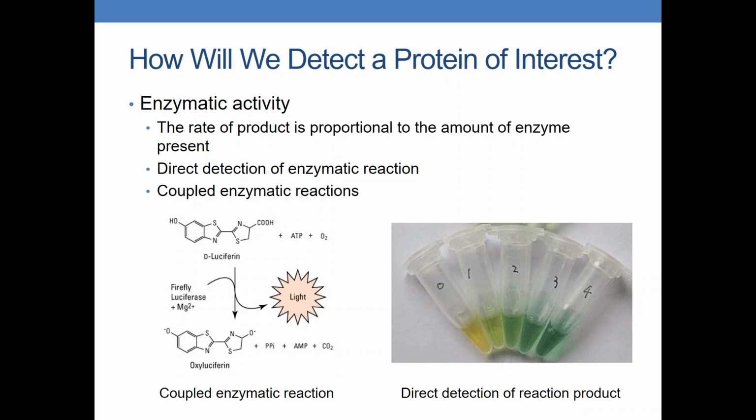So there are two general ways that you can go about this. You can do what's called a coupled detection. On the left-hand side here, you'll see an example of a coupled detection. And something to make note of here, for both of the examples I'm going to give you, we are looking at an enzyme that catalyzes ATP hydrolysis. So you have two routes to look at the same thing here.